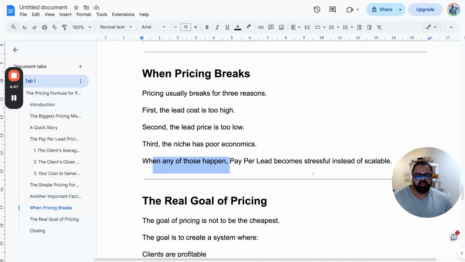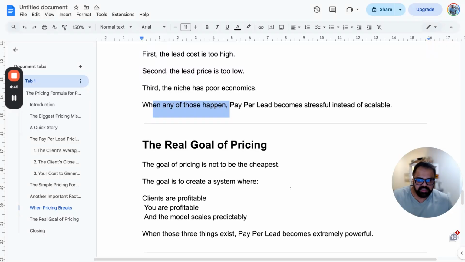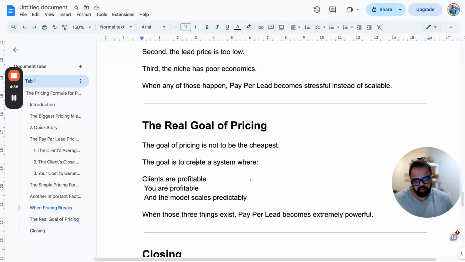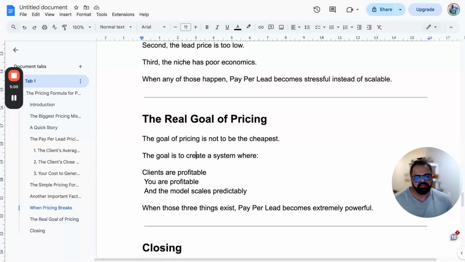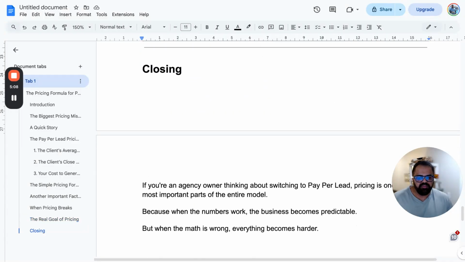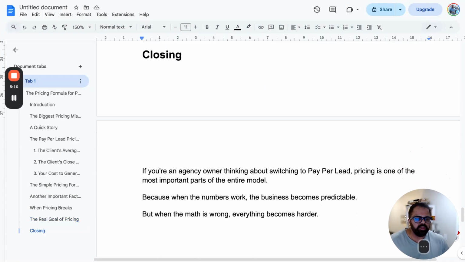Okay. So the goal of pricing is not to be the cheapest. The goal is to create a system where clients are profitable, you are profitable, and the model scales predictably. And when those three things exist, pay per lead becomes extremely powerful. So if you're an agency owner thinking about switching to pay per lead, pricing is one of the most important factors of the entire model. Because the numbers work, the business becomes predictable. But when the math is wrong, everything becomes harder.